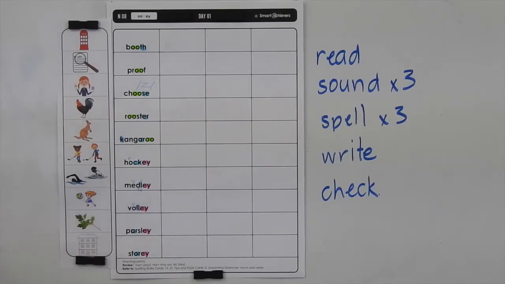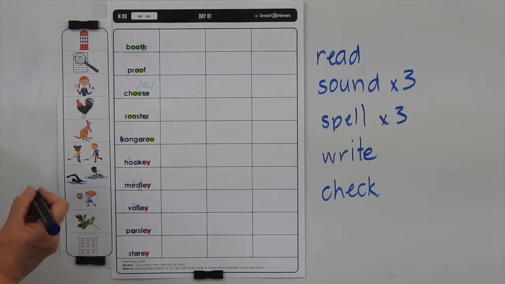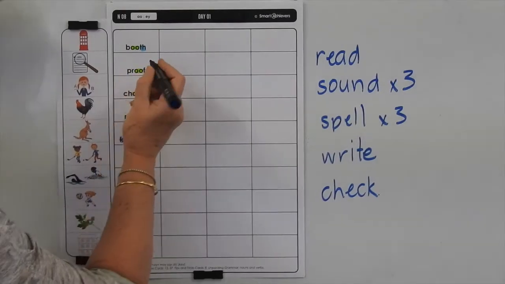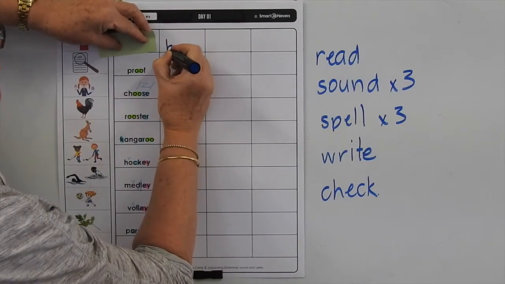So let's go through and read the words, sound the words and spell them and write them. So we're going to print the first 2 and write the last. So booth, booth, B-O-O-T-H, B-O-O-T-H. Okay, so we're going to print for the first 2.